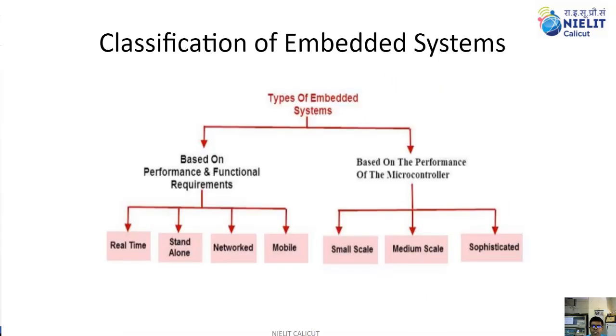Okay. Now coming to the broad classification of embedded systems. This classification is based either on the performance and functional requirement, or sometimes on the performance of the controller used in the embedded system. So basically the performance and functional requirement is classified into real time, standalone, networked, and mobile. And similarly, based on the performance of the microcontroller, it can be classified into small scale, medium scale, and sophisticated.